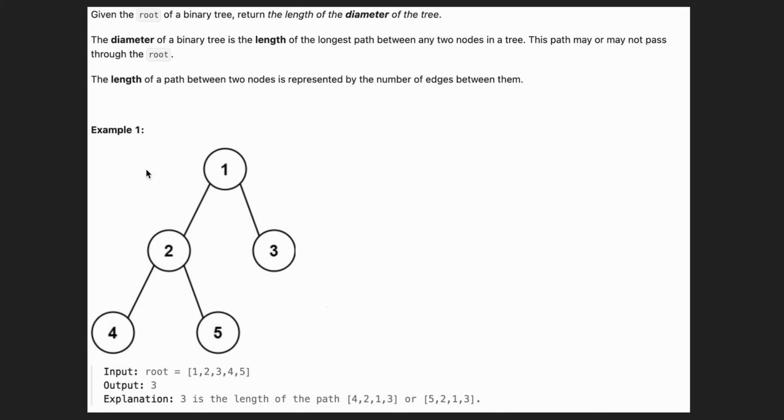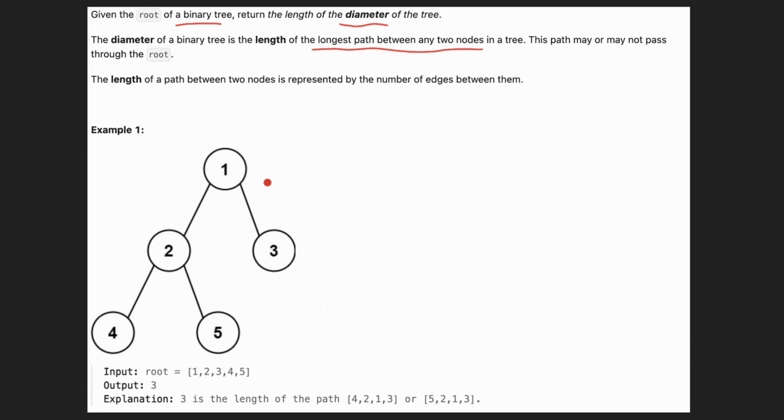Hi everyone, it's Sorkin. Today we have a problem where we are given a root of a binary tree and we need to find the length of the diameter of the tree. So what's the diameter? Diameter is the length of the longest path between any two nodes in the tree.